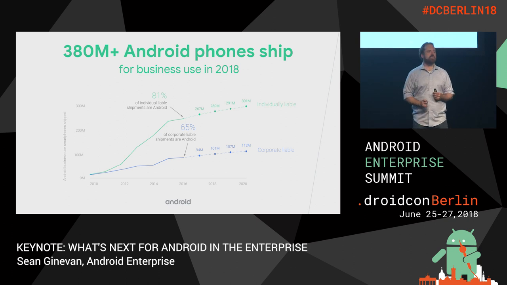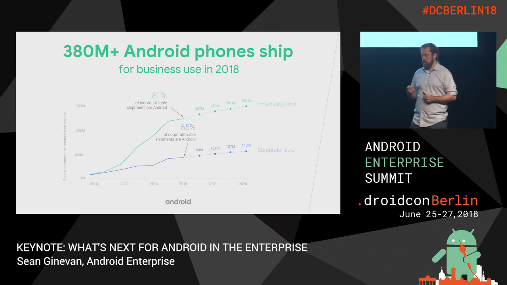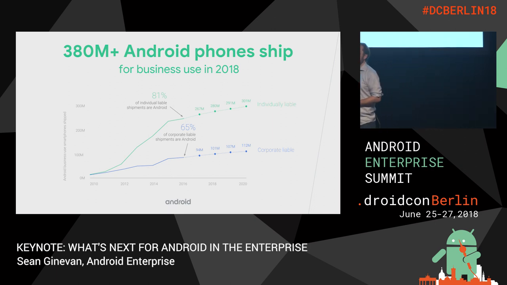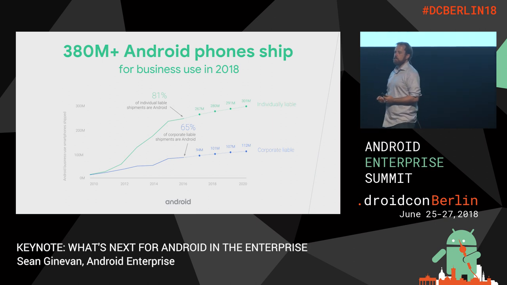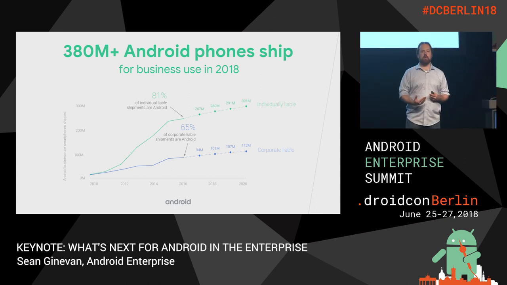One of the lesser known statistics about Android is that it is in many ways the leading platform from a business use perspective inside enterprises. 380 million devices running Android are predicted to ship into businesses today. And what that means for you as developers is that this is an incredibly target-rich environment that you can go and build against. Throw a stone against the wall and there's a likelihood you will find an end user inside the world's leading organizations running an Android device today.